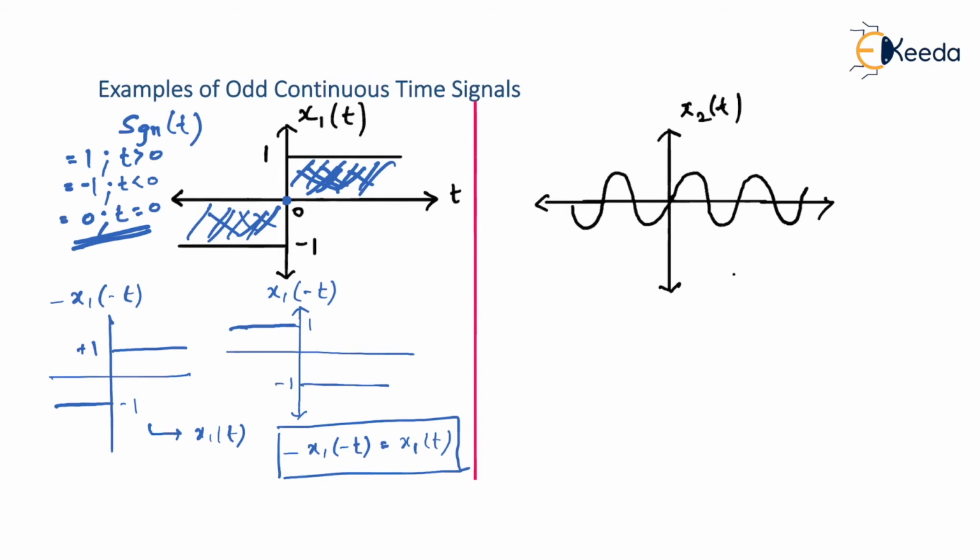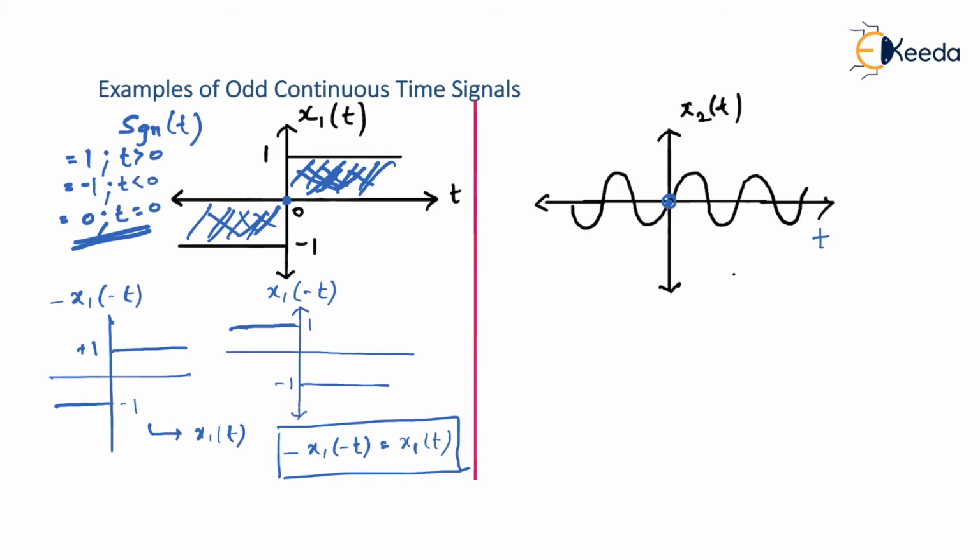Every odd signal has x of t value equal to 0 at t equal to 0, but not every signal which is 0 at t equal to 0 is an odd signal. As I said, it is one of the identities of an odd signal. As you can see, even x2 of t, it is given over here, it is 0 here, right? But if it is 0 at t equal to 0, that is not a sufficient condition which will make this an odd signal. We will see more things.